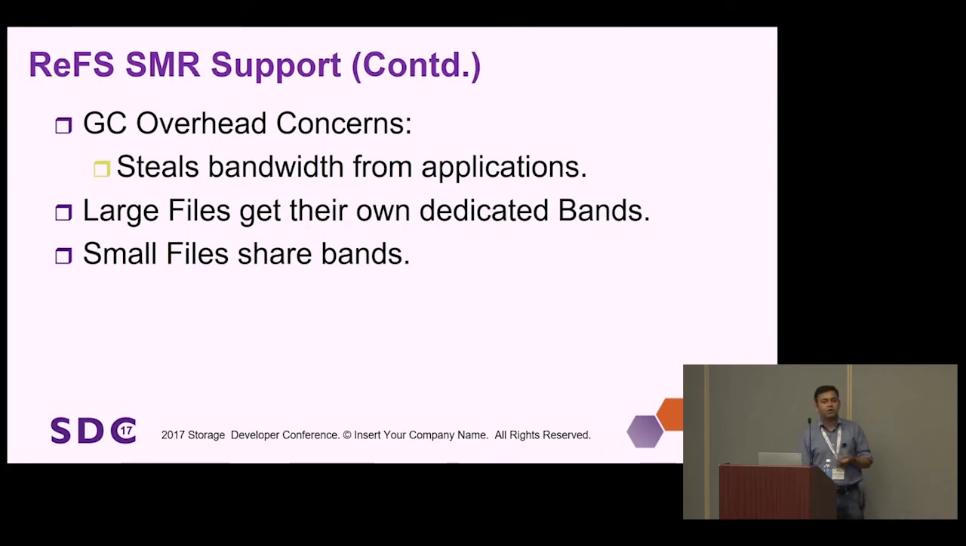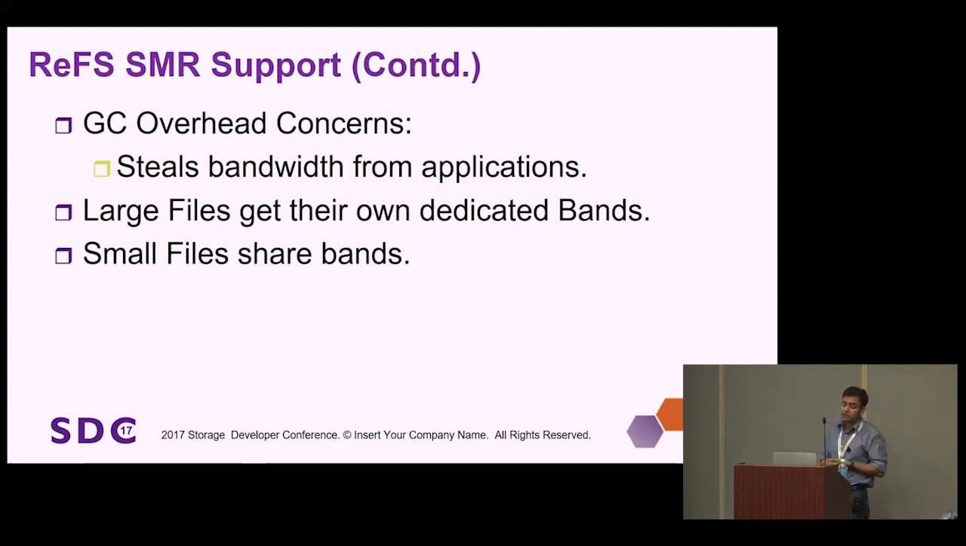So there is some amount of GC overhead concerns. For example, if we did this for every single file in the system, every single band will ultimately require garbage collection. So one of the things we do today is, if the file is large enough, meaning greater than the band size, we allocate a full band to the file. That way, when the file gets deleted, the whole band becomes free, so some of the garbage collection overhead won't be that high.